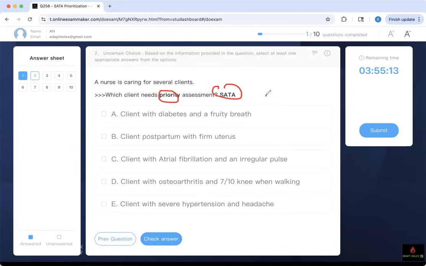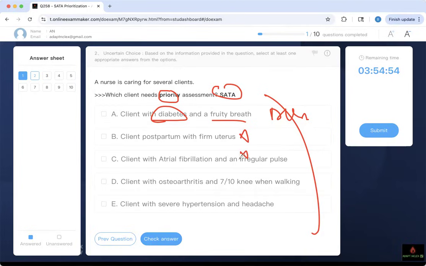Prioritization, select or apply. Analyze each one. Diabetes patient, you should not have fruity breath. If you do, you have DKA. Postpartum patient, your uterus should be what? Firm. If it's boggy, you're bleeding. This is not hemorrhage. Atrial fibrillation, you should have what? Irregular pulse. I'm not worried about you. Osteoarthritis, when you walk, you should have pain. Well, 7 out of 10 is bad, but your knee is not going to kill you right now.